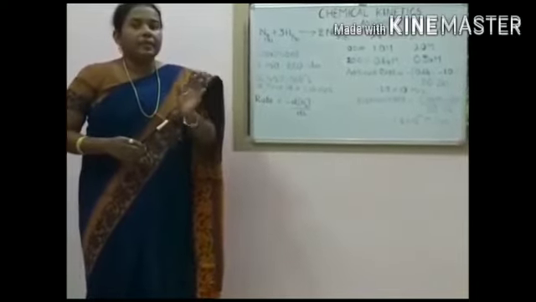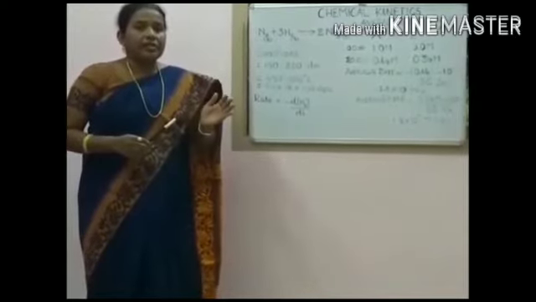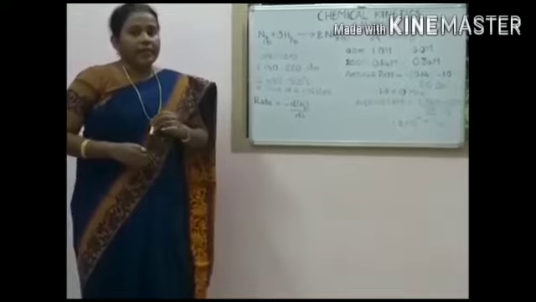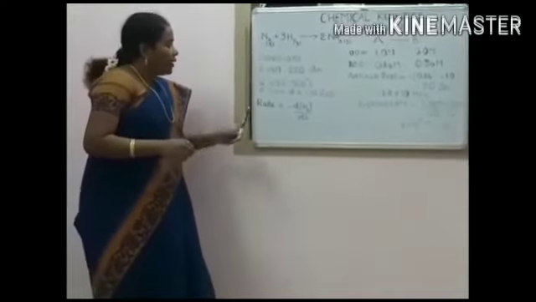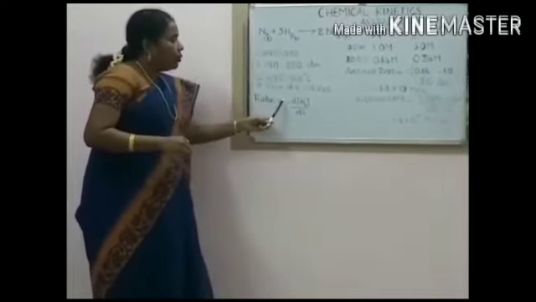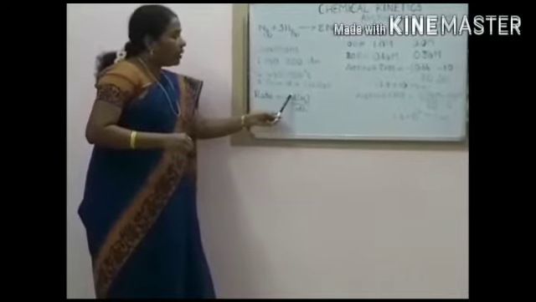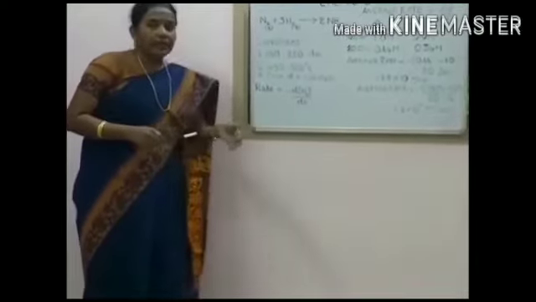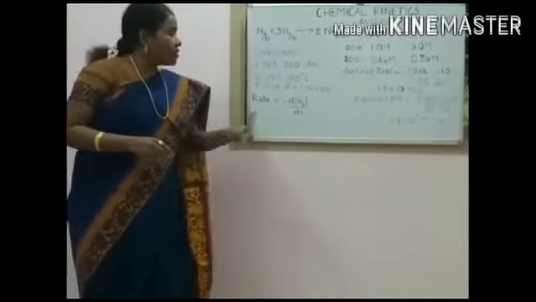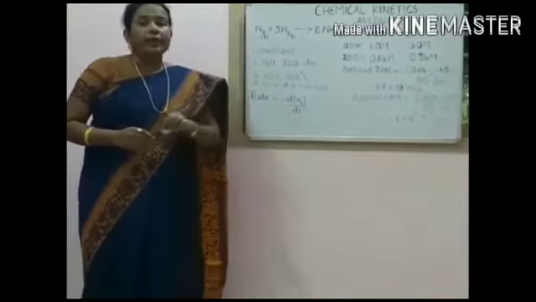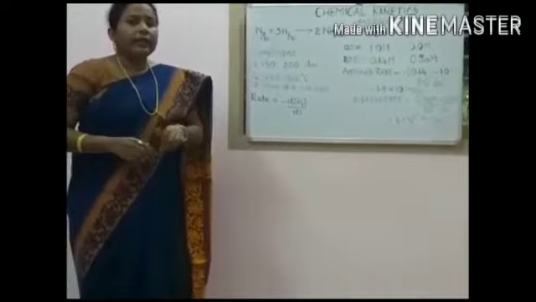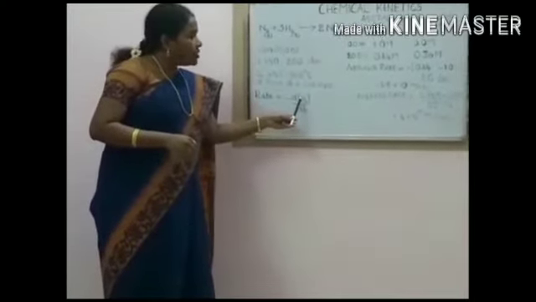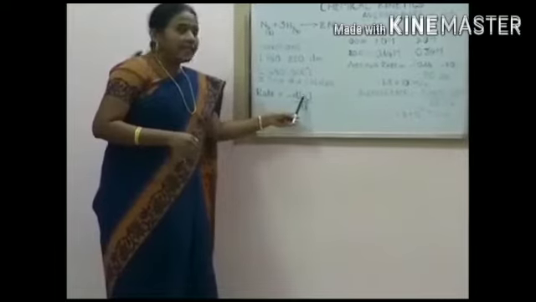If we express the rate of the reaction in terms of reactant, then we can write rate is equal to minus d by dt of concentration of nitrogen. That is, the change in concentration of nitrogen per unit time. Here, the negative sign indicates that the concentration of nitrogen is decreasing with time.